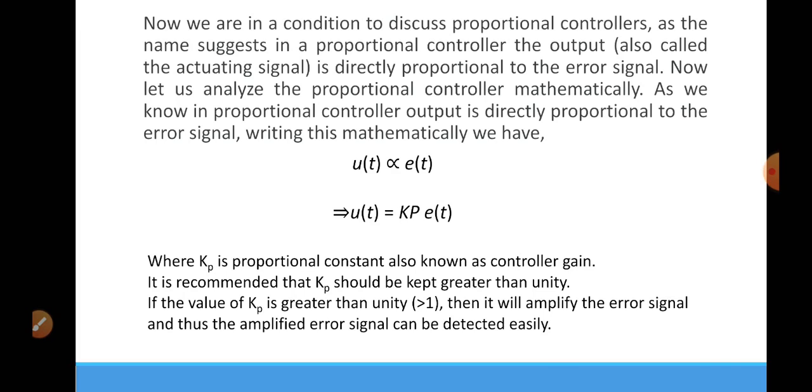That will be given to the plant, and hence the plant will detect it and will take corrective action in its output. So this is the use of your proportional controller.